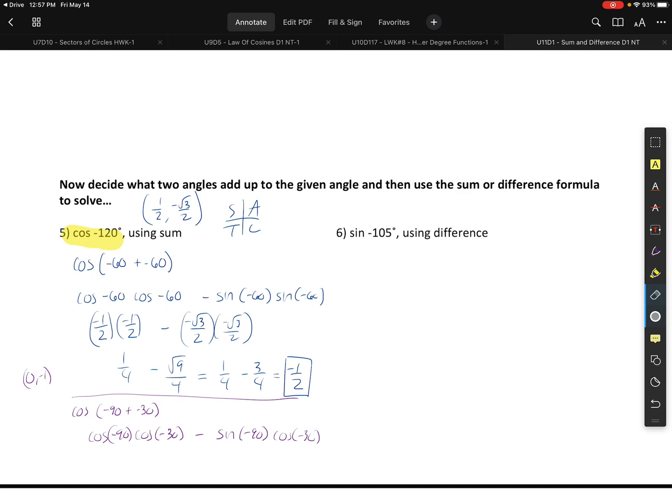Okay, one second. I knew I made a little error. I was focused on the wrong spot. Okay, same answer, just a slight error.